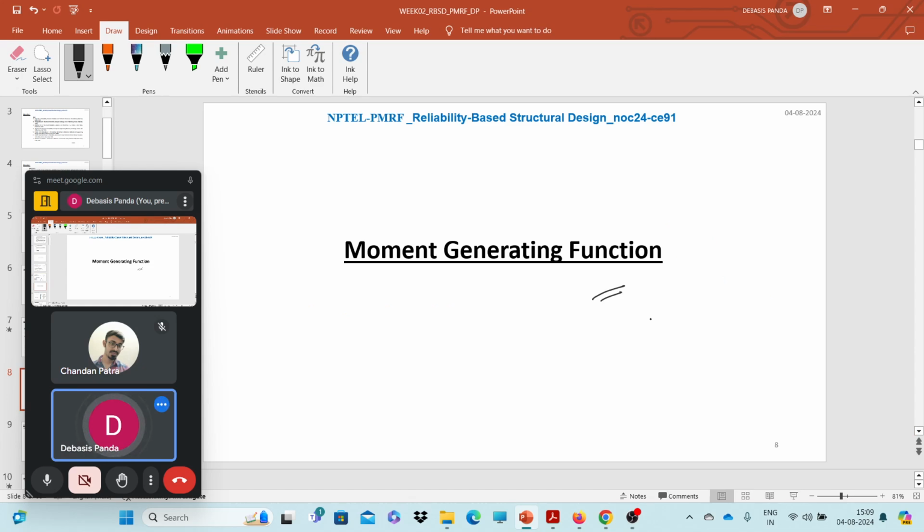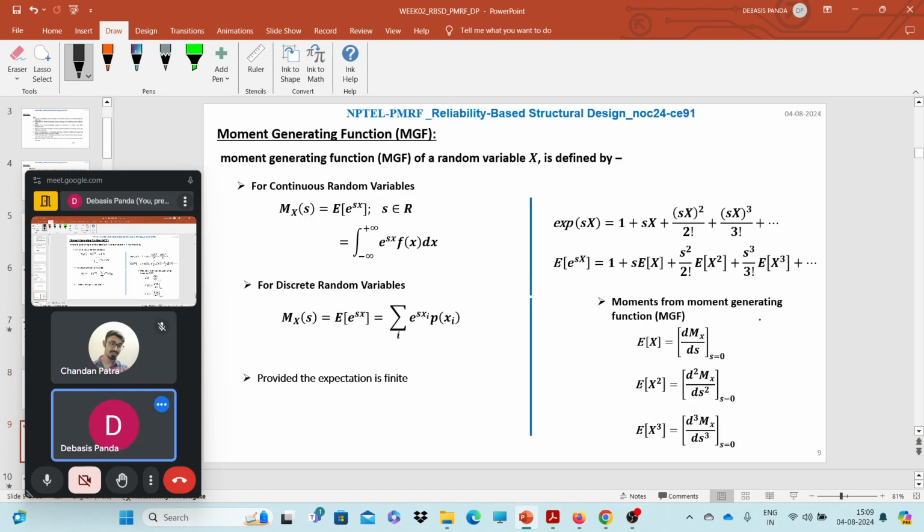Now, moment generating function. First, let's quickly go through the concepts: how to define the moment generating function of a random variable. The moment generating function of a random variable X is defined by M subscript X of s, which is nothing but the expectation of the infinite series e to the power sX.